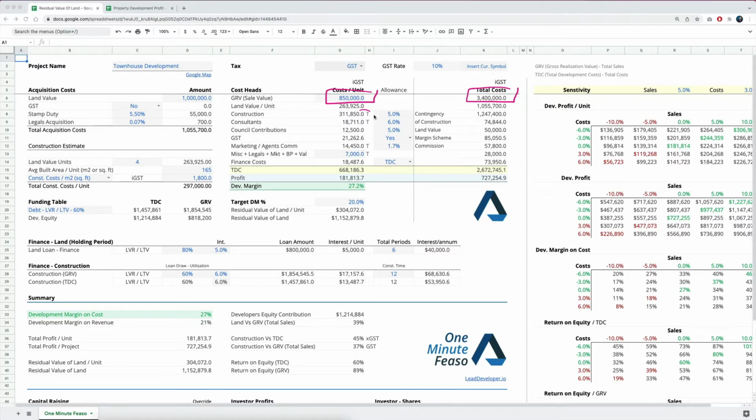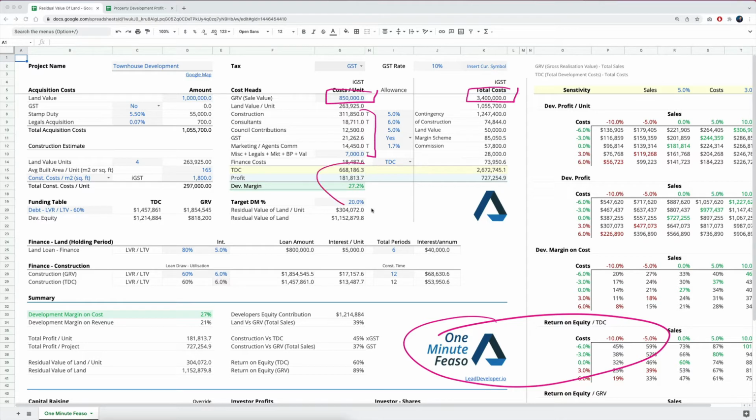And then I've allowed for some consultants and council contributions and construction. This is called a 1 minute feasibility. This is what I use all the time to figure out whether or not a project has any legs, and we can do all sorts of different kinds of developments just to see whether I need to spend more time to investigate further, or if this has legs.